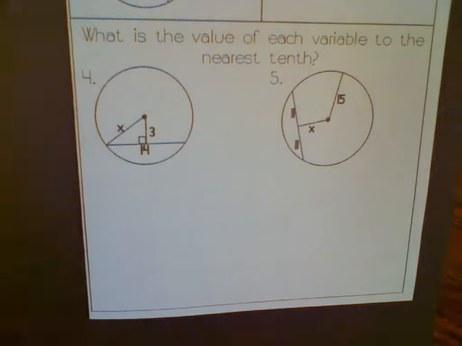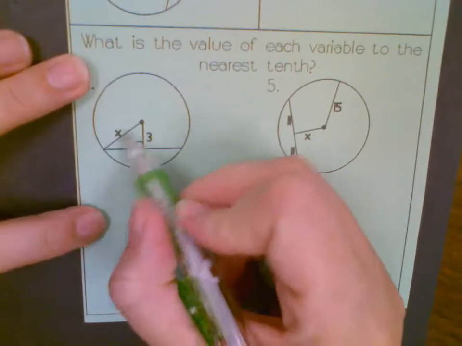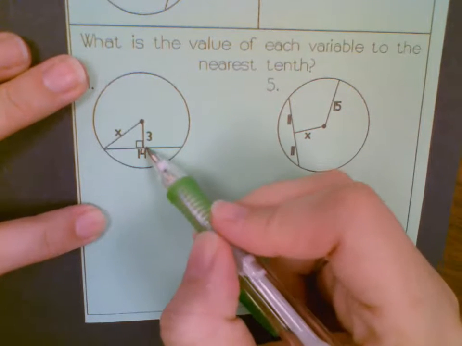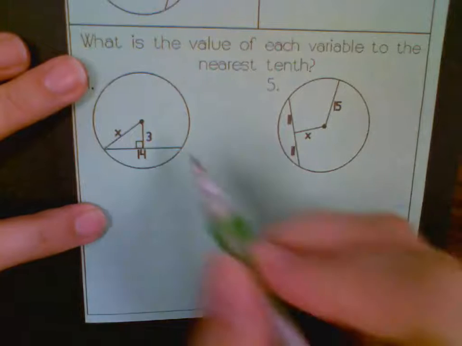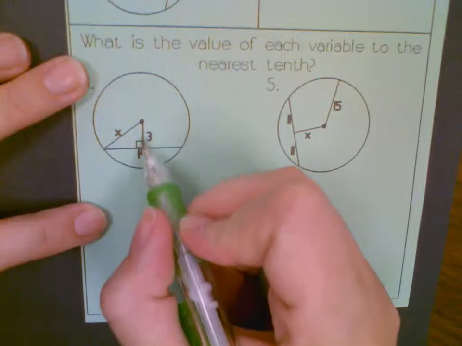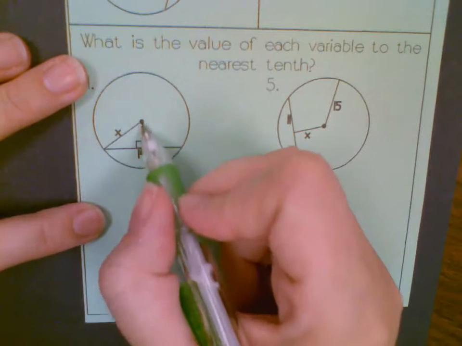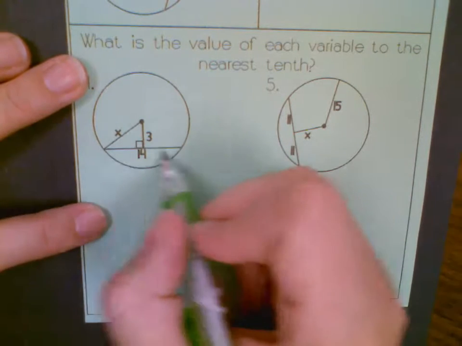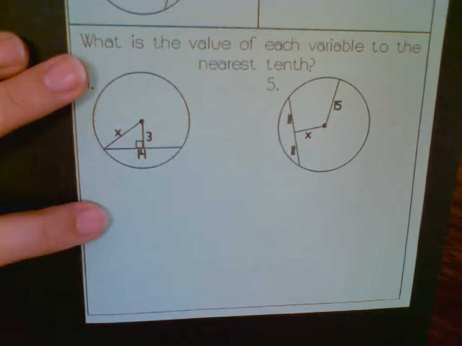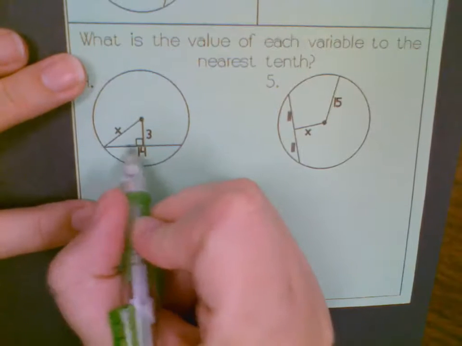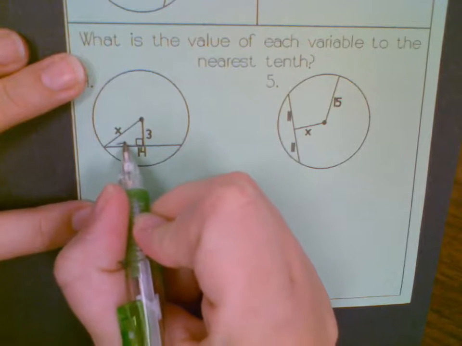So here they want us to find the value of X. X is a radius of the circle. This 14 represents a chord, and the 3 is the distance to the chord. So we know that if the diameter, or this segment right here, is perpendicular to a chord and goes through the center, then it's going to bisect that chord. So that means that this piece here would just be 7.